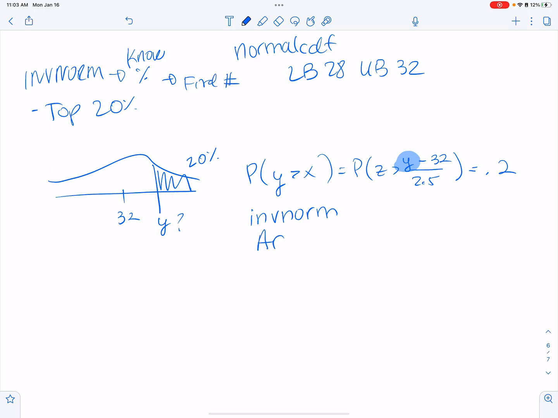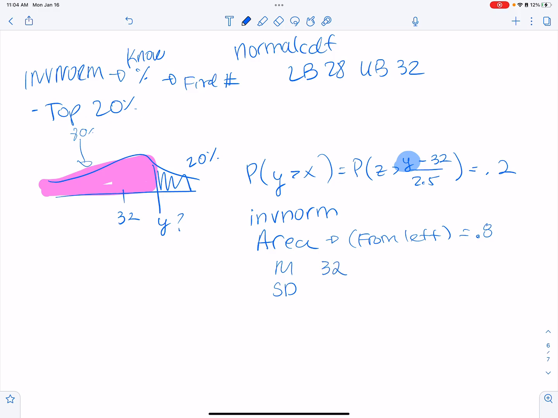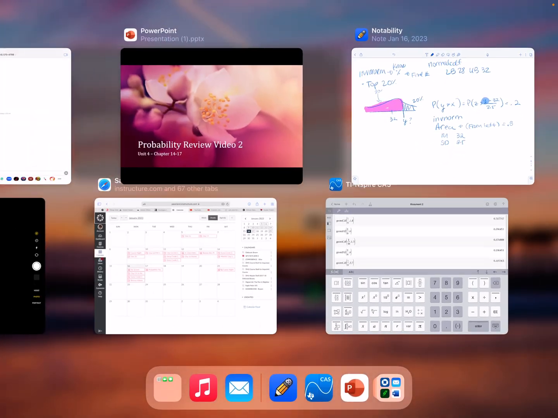So I said area. The area always is the area from the left. So the area is going to be this area here. So I know that top area is 20%, so the bottom area is 80%. So in the calculator, when it asks for area, it always starts from the left. So you'll put in 0.8. And the mean and the standard deviation are the same that we've been doing, 32 and 2.5. So let's go ahead and do that.